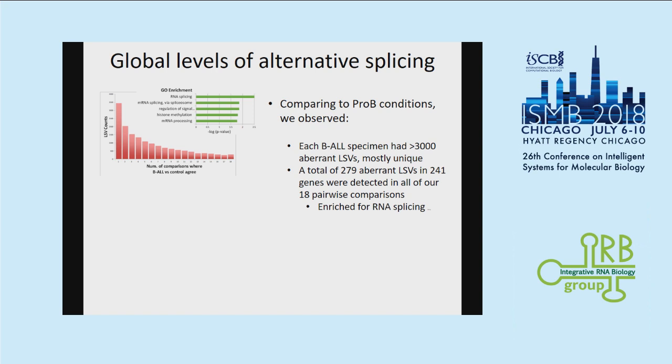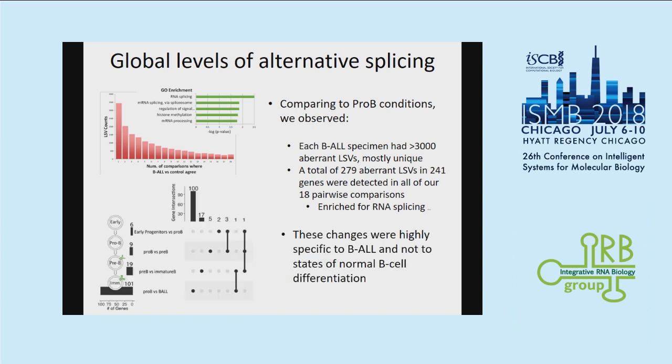So the next question we asked is, were splice factors themselves misspliced? And what we saw is that we found 101 splice factors that were misspliced in ALL. And then when we compared this back to the different states of B cells, we only saw anywhere from 6 to 19. And this suggests that this missplicing of splice factors themselves may be responsible for this widespread deregulation of splicing in ALL.